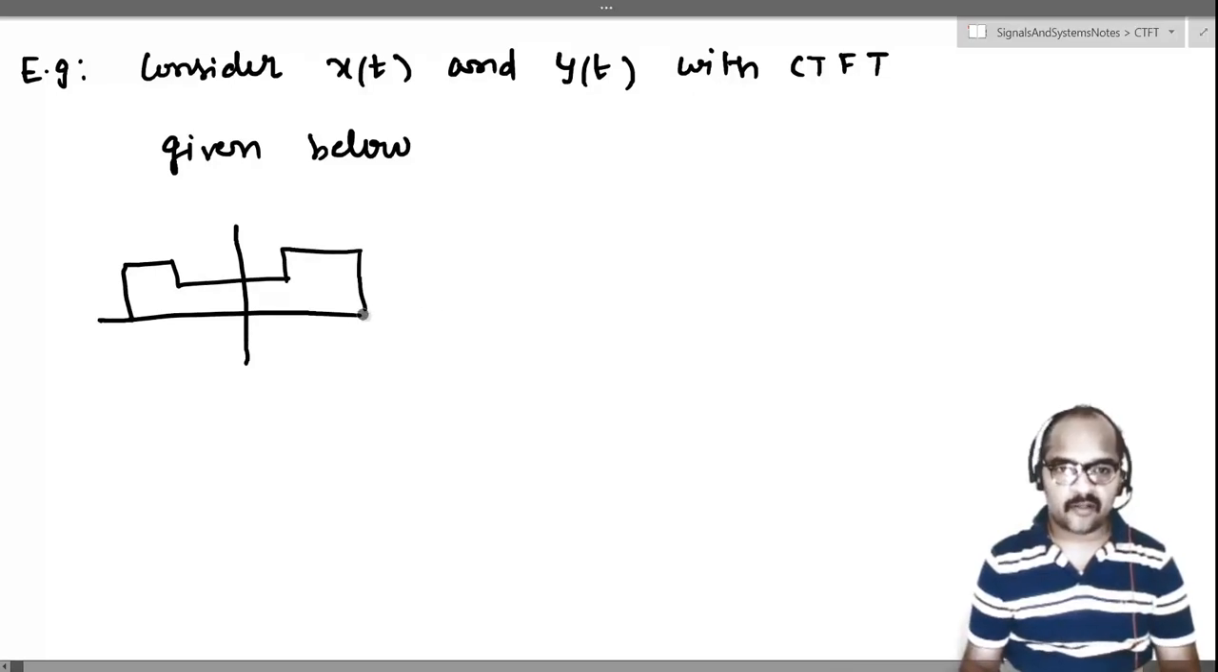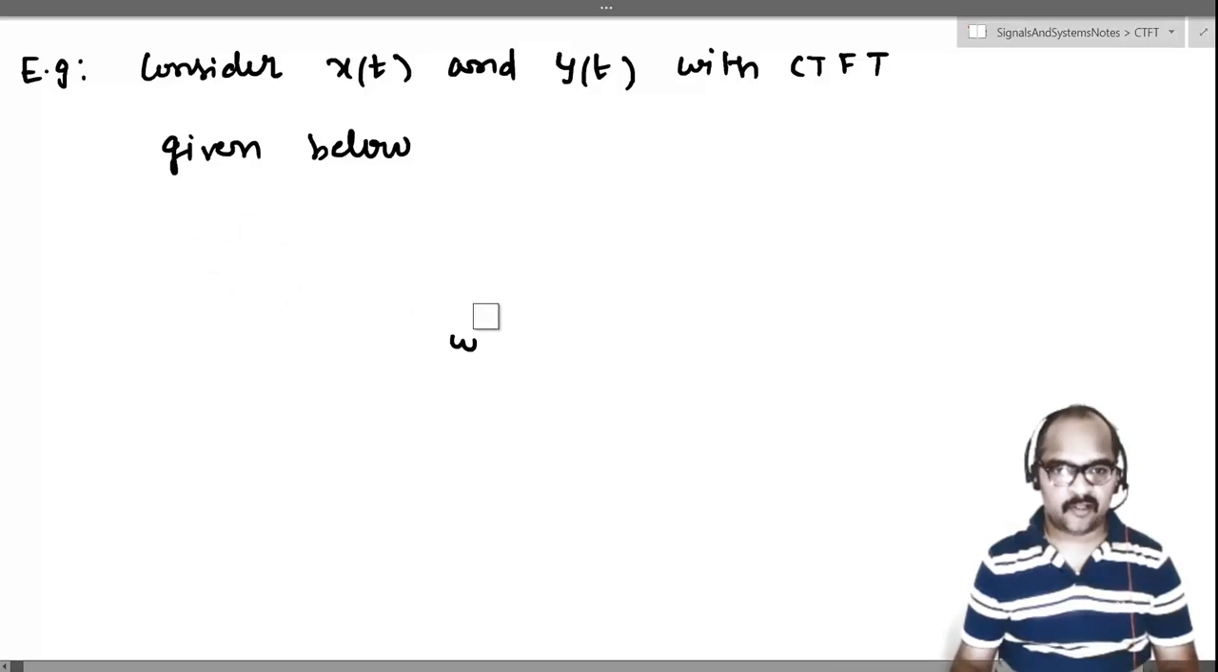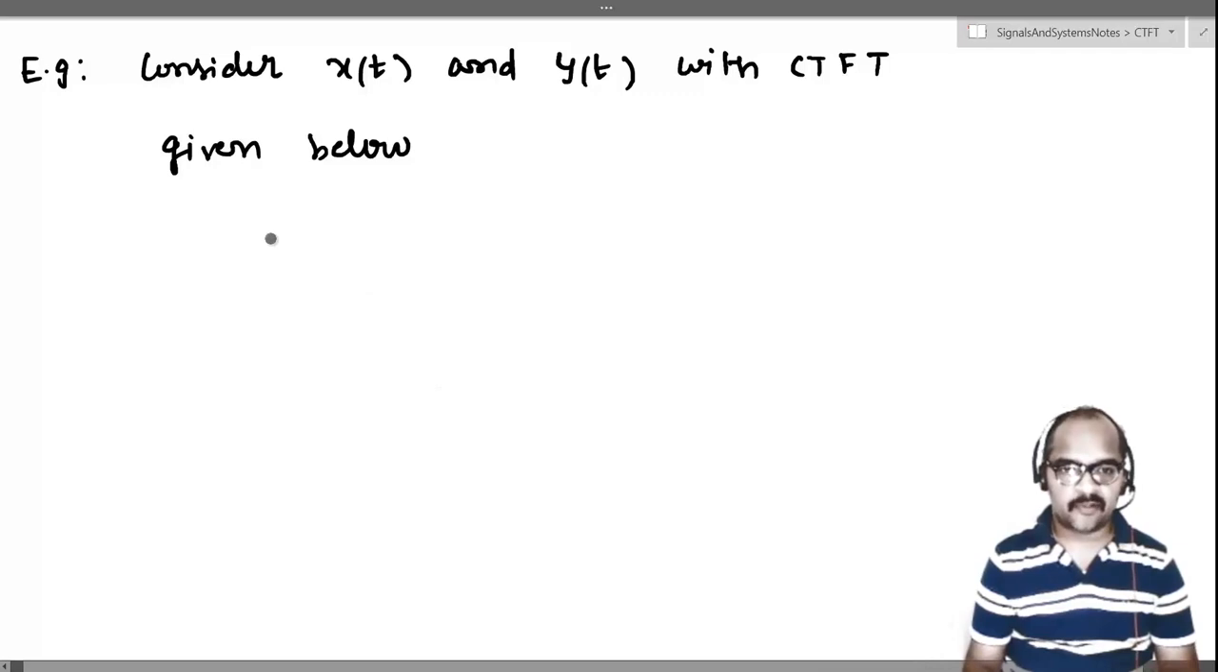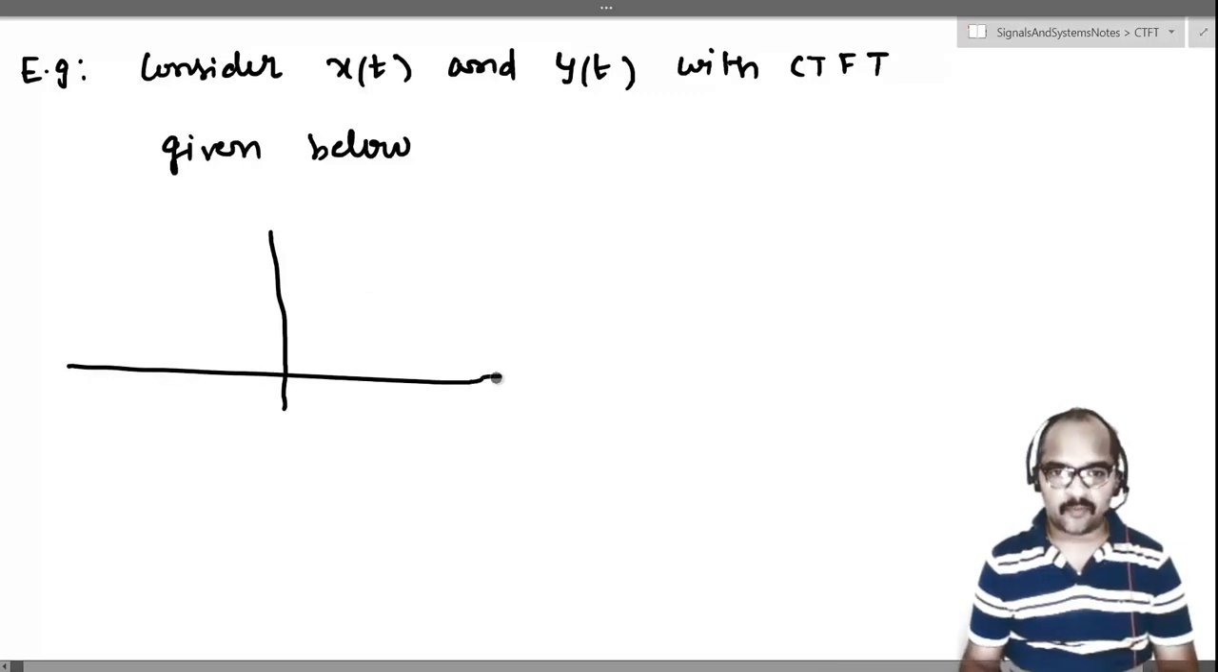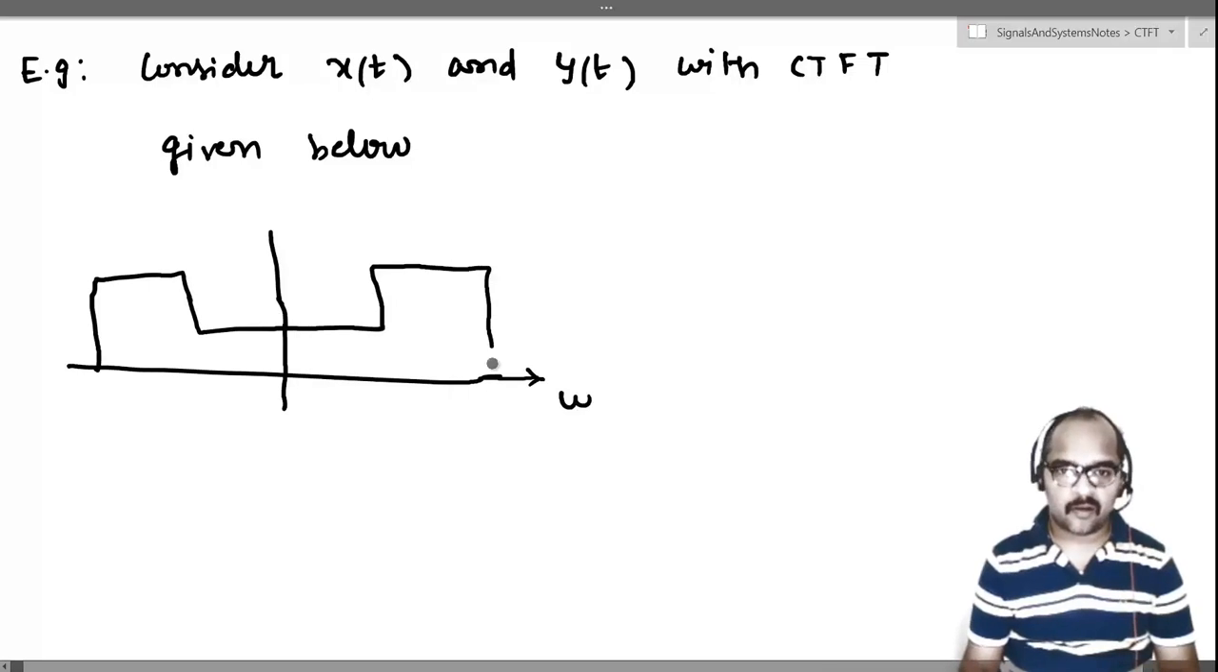This is our x of j omega. I'll draw it nicely here, bigger, so that it is clear. So x of j omega is given by this one. It's a staircase type structure, and this is -1, -half, +½ and +1. Let's say this is root pi divided by 2 and this is root pi.